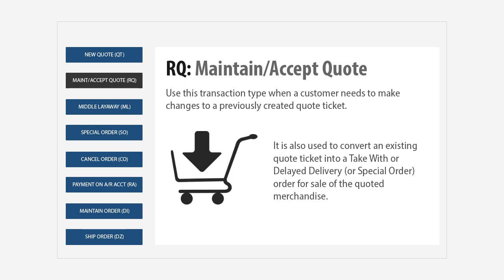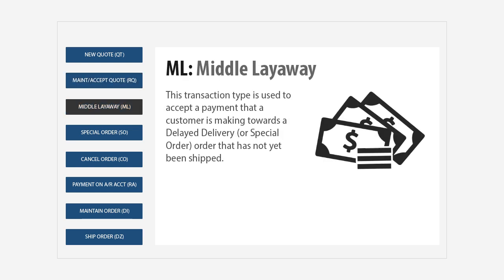It is also used to convert an existing quote ticket into a take-with or delayed delivery transaction for sale of the quoted merchandise. The ML transaction type is used to accept a payment that a customer is making towards a delayed delivery order that has not yet been shipped.